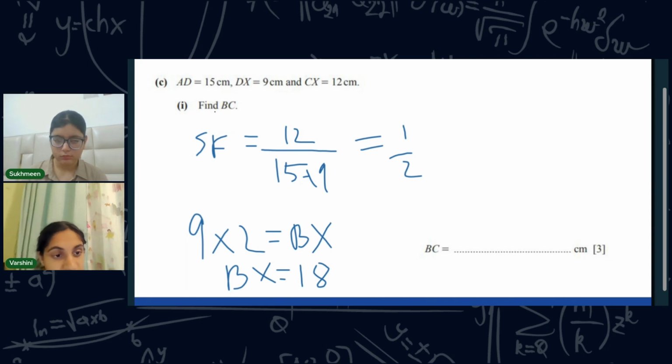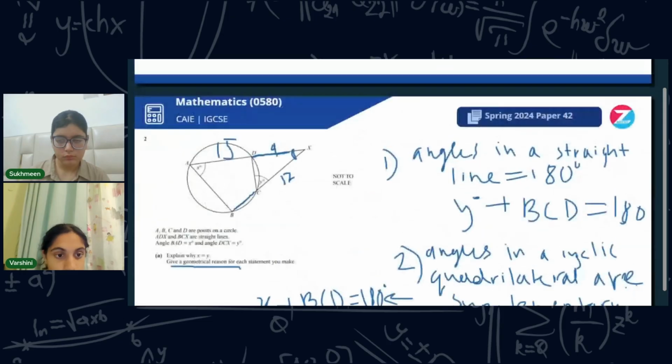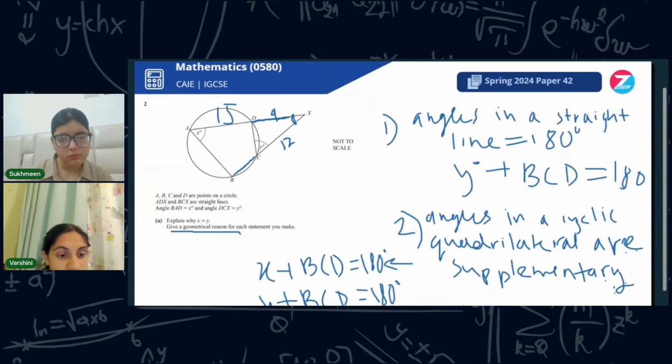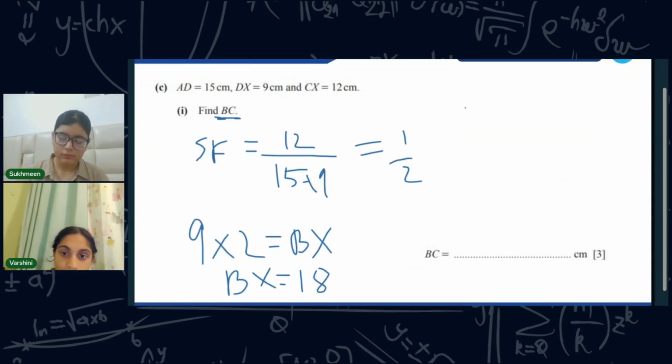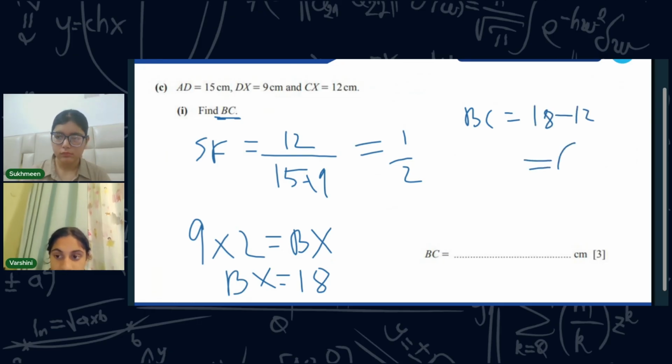Remember, they want BC, not BX. So to find BC, all we have to do is subtract 12, which is CX, from the entire BX. So BC equals 18 minus 12 equals 6. And so that is going to be our answer. BC equals 6.